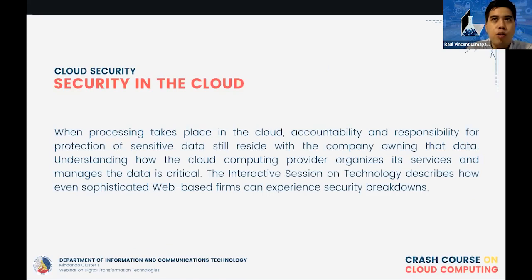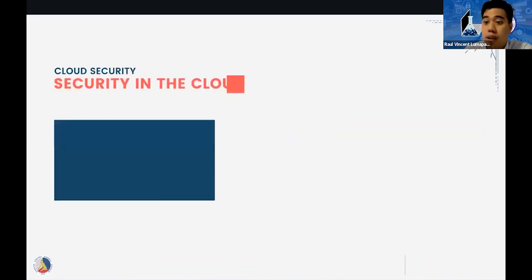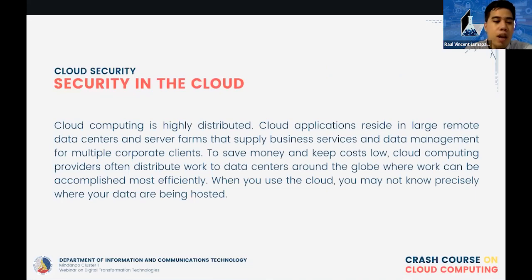You should be careful as to what services should be availed from the cloud service. Cloud computing is highly distributed. Cloud applications reside in large remote data centers and service farms that supply business services and data management for multiple corporate clients. To save money and keep costs low, cloud computing providers often distribute work to data centers around the world. That's why you saw the data centers earlier in the map, where work can be accomplished most efficiently. And then those who avail of the service can directly connect to those data centers.